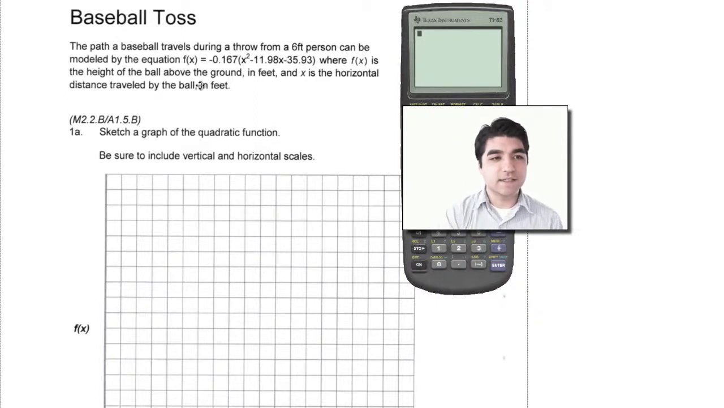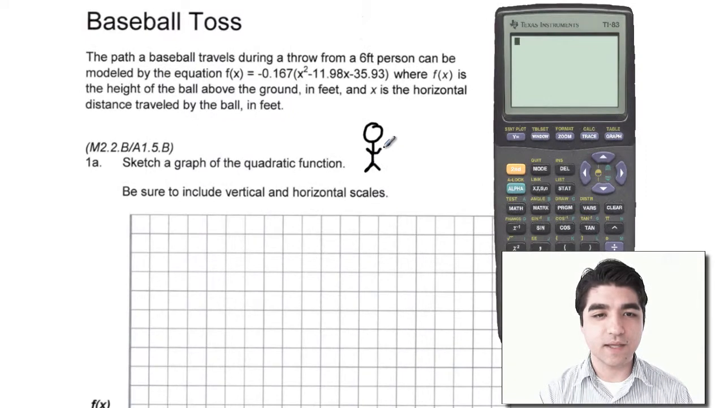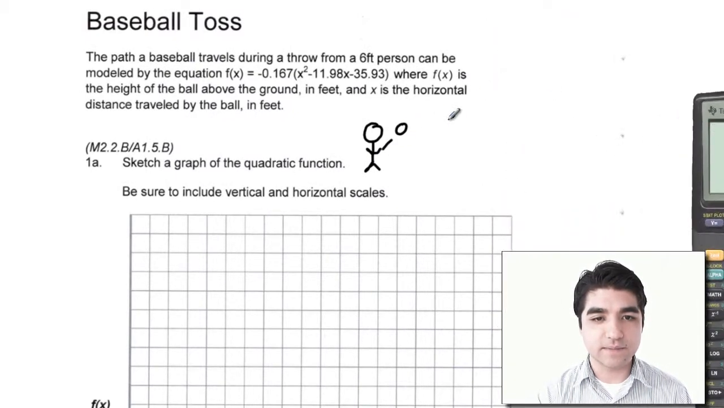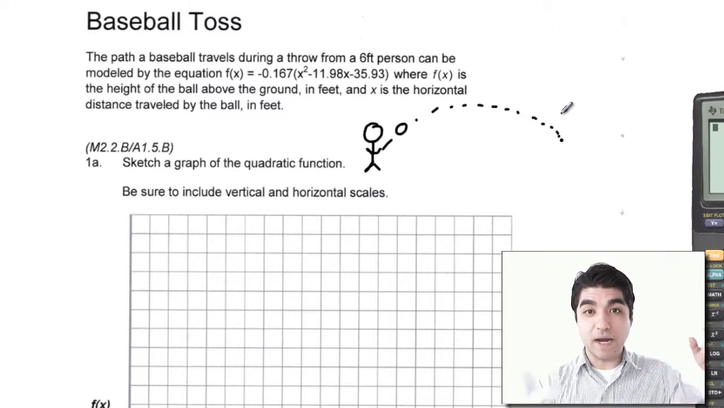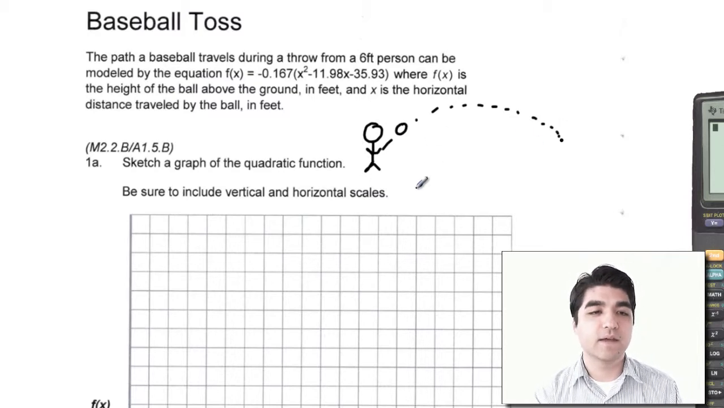Okay, so this is the practice test for the football kickoff, and I'm calling this one baseball toss. Basically, on these problems you have a person, and he's throwing a baseball. This baseball is going to follow some parabolic path. See how that's an upside down parabola?